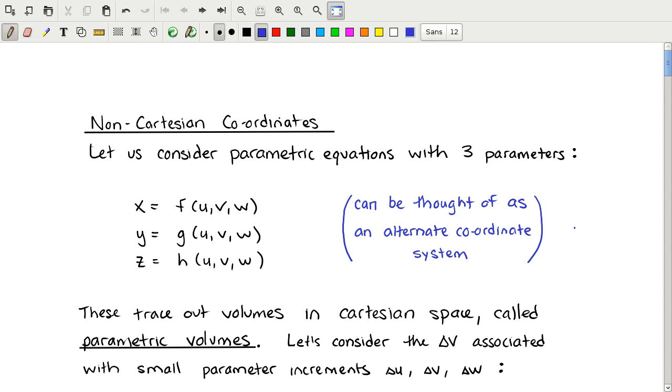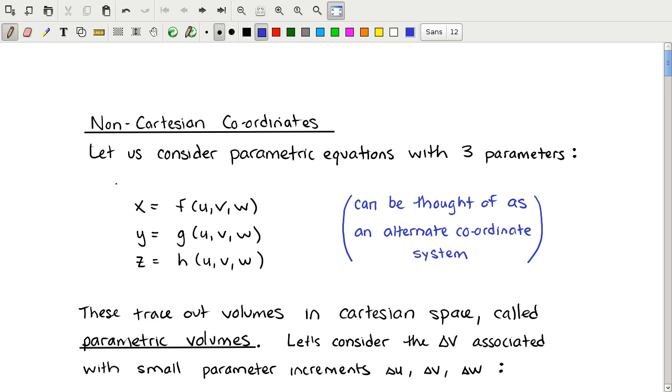So, having seen previously how to do integrals in 3 dimensions in Cartesian coordinates, let's now consider how to do integrals in other kinds of 3-dimensional spaces. And we begin with something that looks kind of generic, but will save us a lot of work in the individual coordinate systems we'll study.